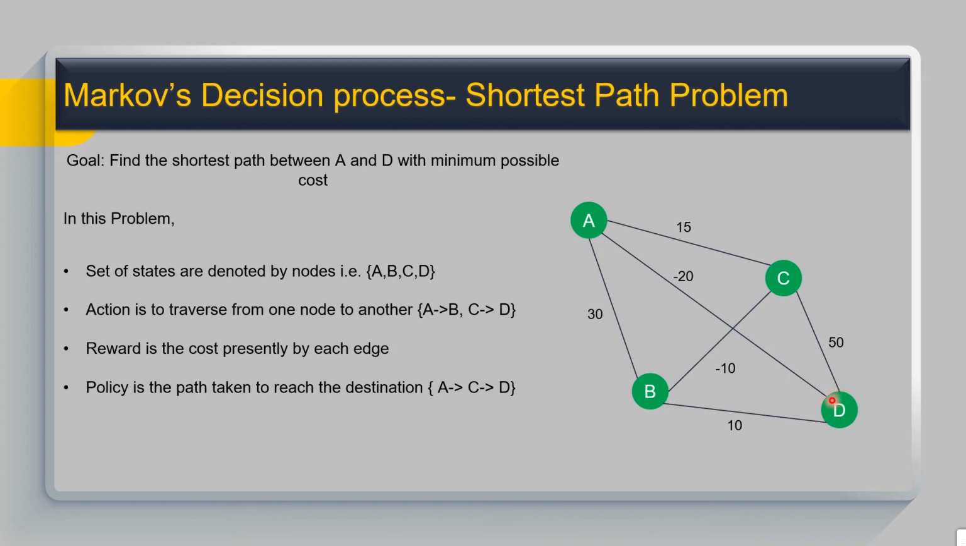So if I traverse from A, C, D, it gives me the maximum reward. It gives me 65, which is more than any other policy would give me. So if I go from A, B, D, it would be 40. When you compare this to A, C, D, it gives me more reward. So obviously, I'm going to go with A, C, D. So it was a simple problem in order to understand how a Markov decision process works.